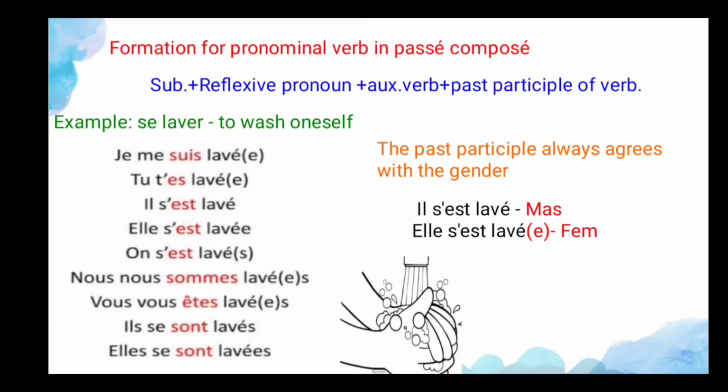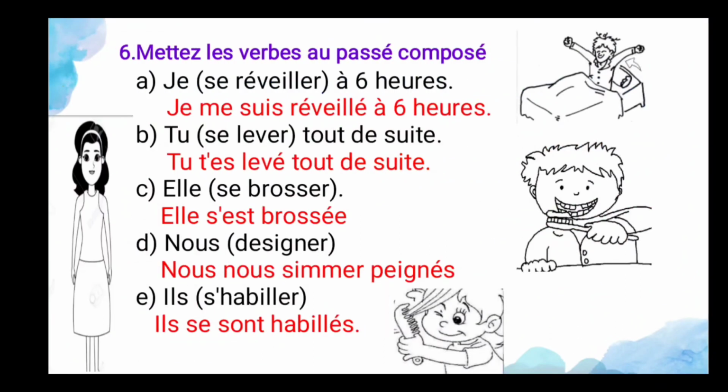And the past participle always agrees with the gender. See the endings for the gender. Il s'est levé, it is for the masculine. Elle s'est levée, it is used for the feminine. For the feminine you have to add the ending e. For plural ils you have to add s for the masculine plural, and for the feminine plural you have to add es, that I have told in the past tense video in lesson 1 itself. Let us move to the exercise.